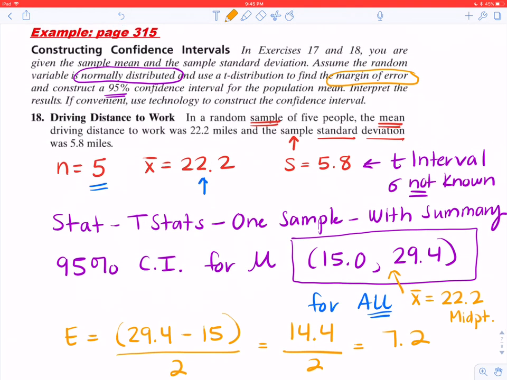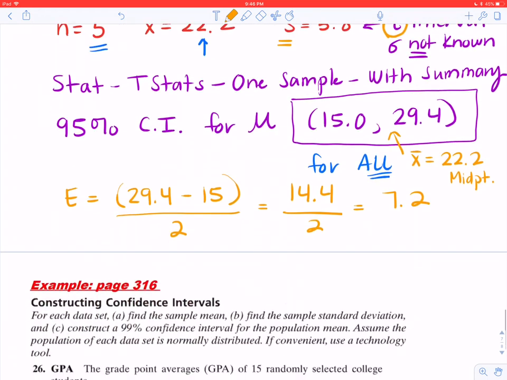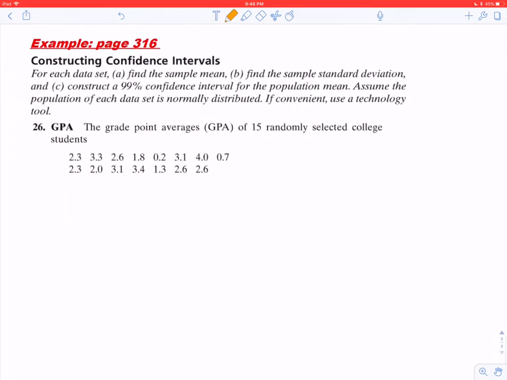Okay, so we're basically doing the same thing. We're still estimating the population mean. We're still using the same type of thing in StatCrunch. It's just in this case, we're moving to T-Stats because we do not know the population standard deviation. Now, just like with Z, we can also do these intervals based on data. And so that's what we're going to do in our last example here.